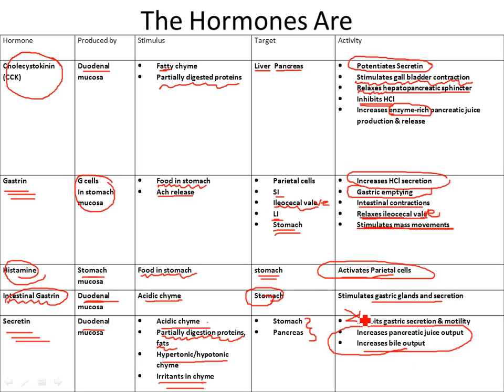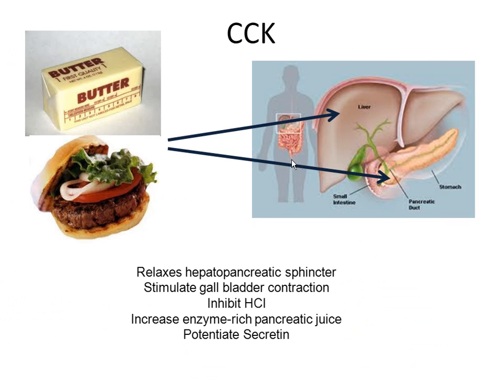So let's put these to work. Again, CCK associated with fatty things and a little bit of protein. So you can see relaxes hepatopancreatic sphincter, stimulates gallbladder contraction. It's going to inhibit acid production in the stomach because acid isn't helpful for digesting butter, and we already used it for the protein anyway. We increase an enzyme-rich pancreatic juice, and we make secretin work better.